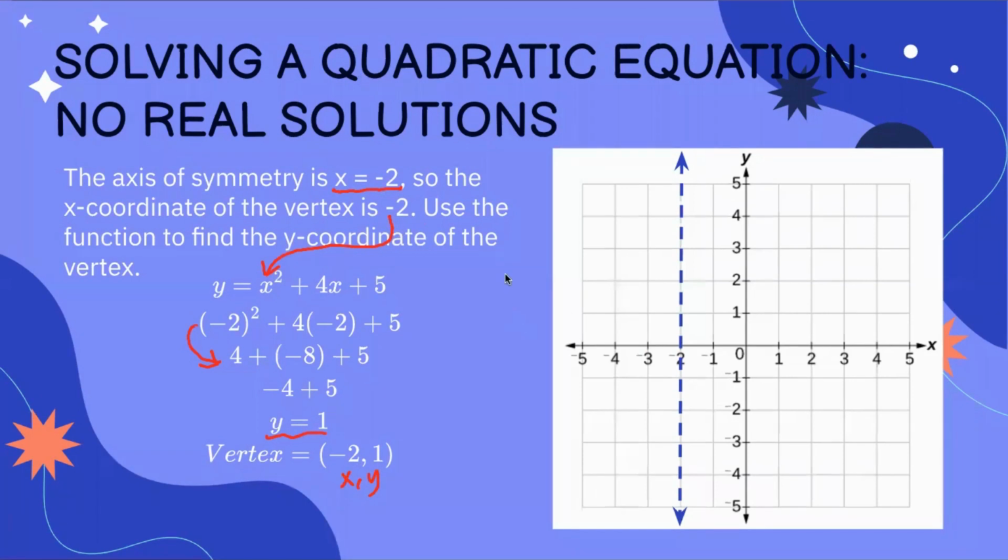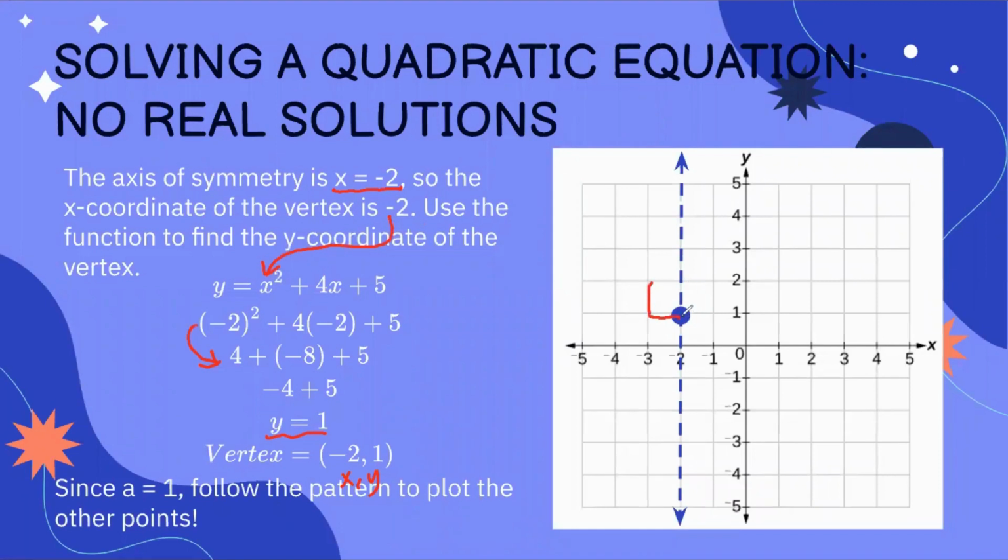You can go ahead and graph that on your coordinate plane. Now you can graph your remaining points from the vertex, again just using that same pattern. So 1 unit left, 1 unit up, 1 unit right, 1 unit up, 2 units left, 4 units up, and 2 units right, 4 units up. And then once you've plotted those points, you can go ahead and connect them with a smooth line to create your parabola.